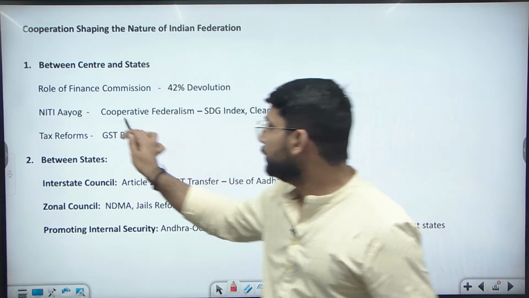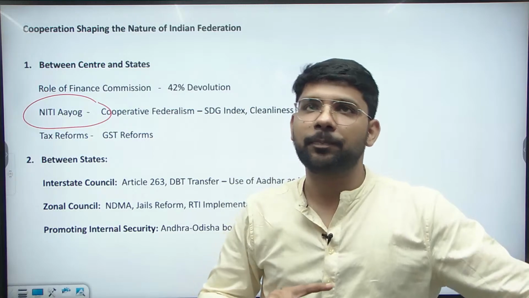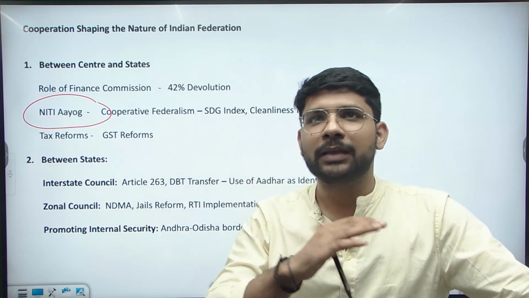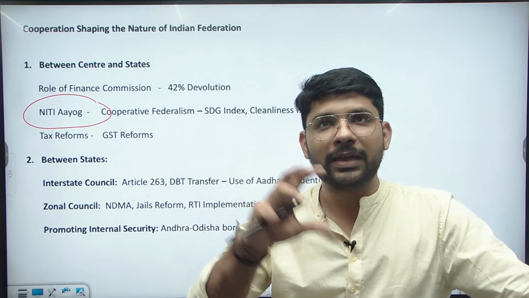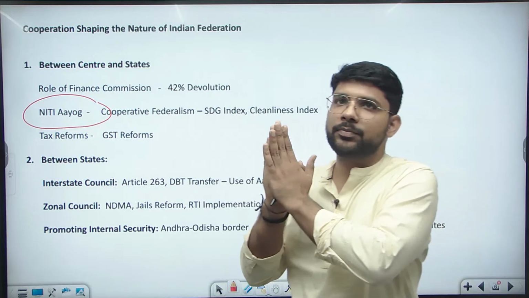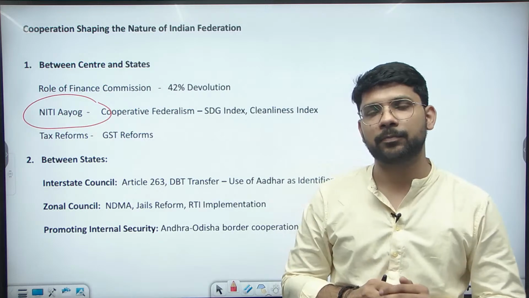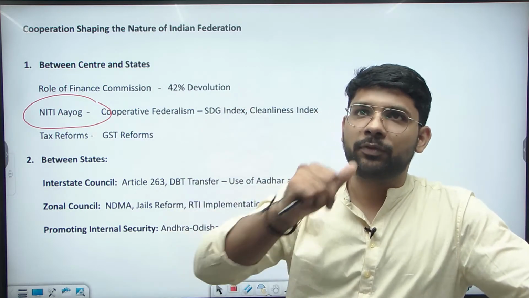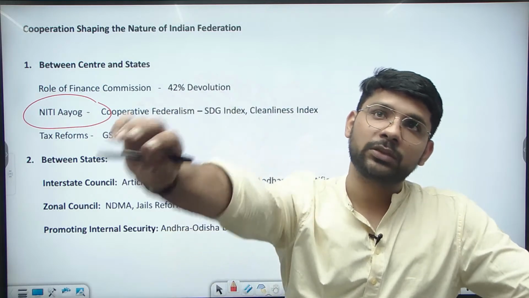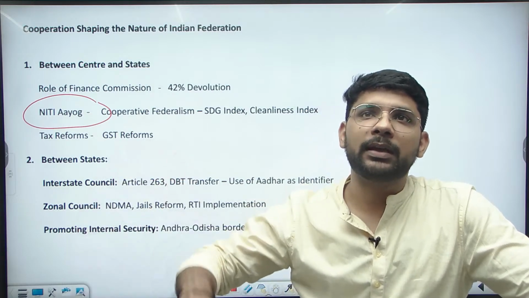Second is about the Niti Aayog. Before the Niti Aayog, there was a Planning Commission. The Planning Commission was looking at the planning for the different states. But now the role has changed. The Niti Aayog is a think tank. Niti Aayog is focusing on specific ways to increase cooperative federalism between the different states. Either it's the implementation of any policy like the Swachh Bharat Abhiyan, or the implementation of the Sustainable Development Goal Index, or the Cleanliness Index.